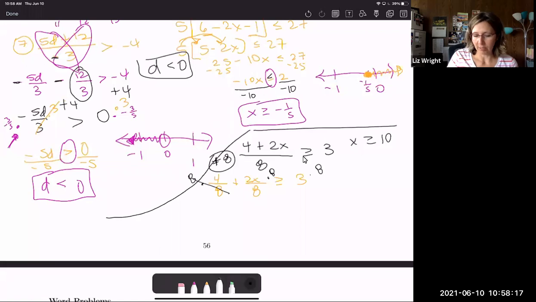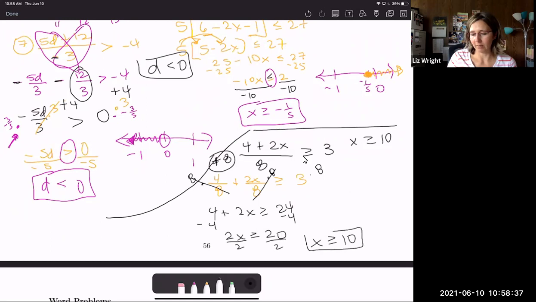So then that crosses off, that crosses off. So now I get 4 plus 2x is greater than or equal to 24. I'm going to subtract the 4. Then I get 2x is greater than or equal to 20. Divide both sides by 2. And x is going to be greater than or equal to 10.